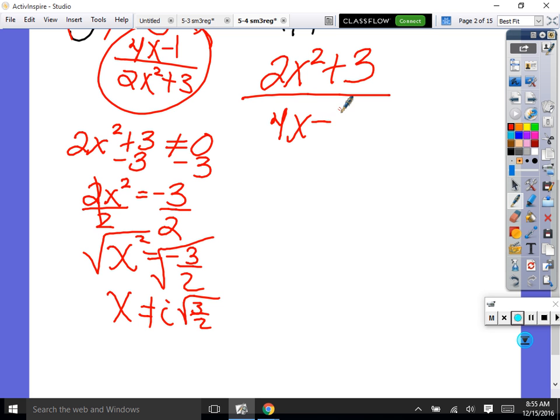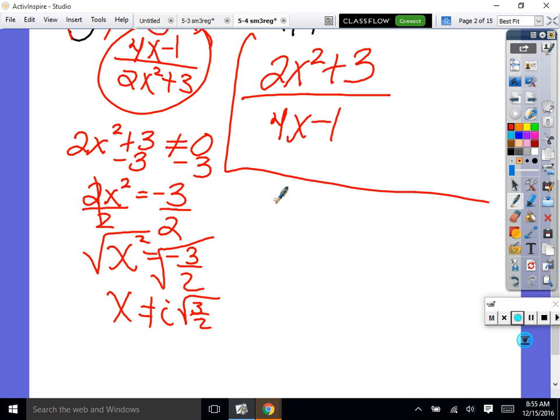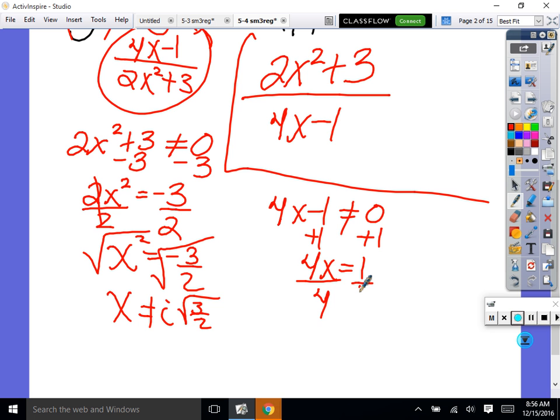Now we know it doesn't simplify because nothing factors. So now we'd say that is our answer, but when is it not our answer? When it's undefined, correct? We can't divide by 0, so you'd say 4x minus 1 cannot equal 0. Solve for x. Add 1, add 1. 4x equals 1, correct? Divide by 4, divide by 4. So x cannot equal 1/4, correct?